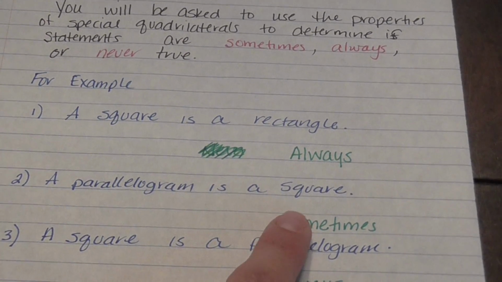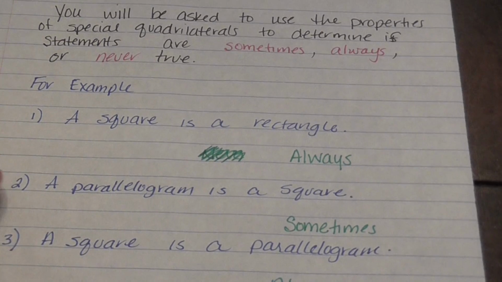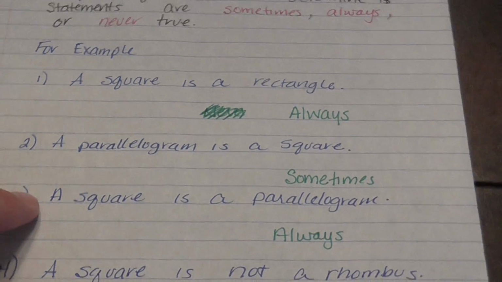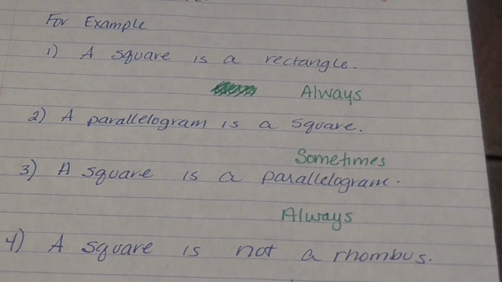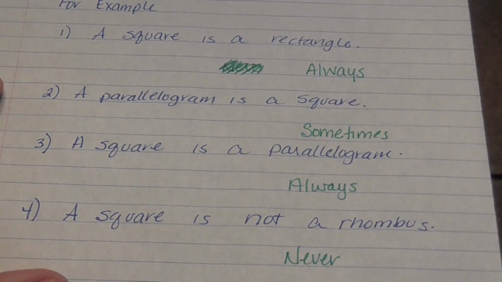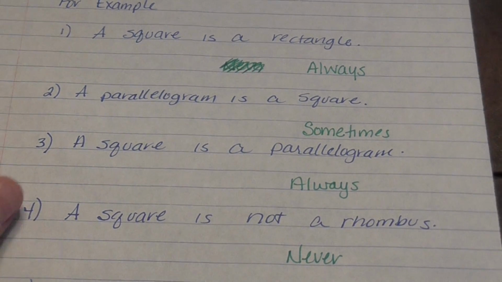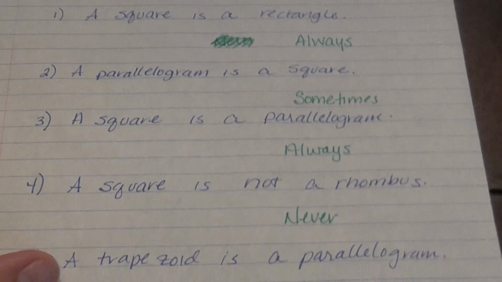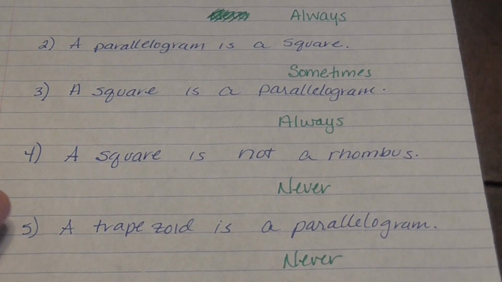A parallelogram is a square. I started at the top at parallelogram and looked down to square, so it's sometimes true. A square is a parallelogram. Again, I started at the bottom and worked my way up, so that's going to be an always. A square is not a rhombus. Well, a square is always a rhombus, so that statement is never true. A trapezoid is a parallelogram. That would have been going side to side.